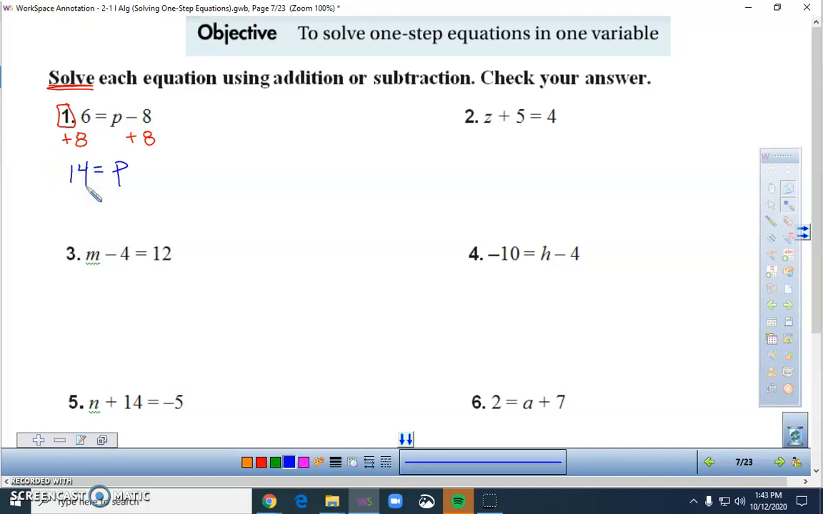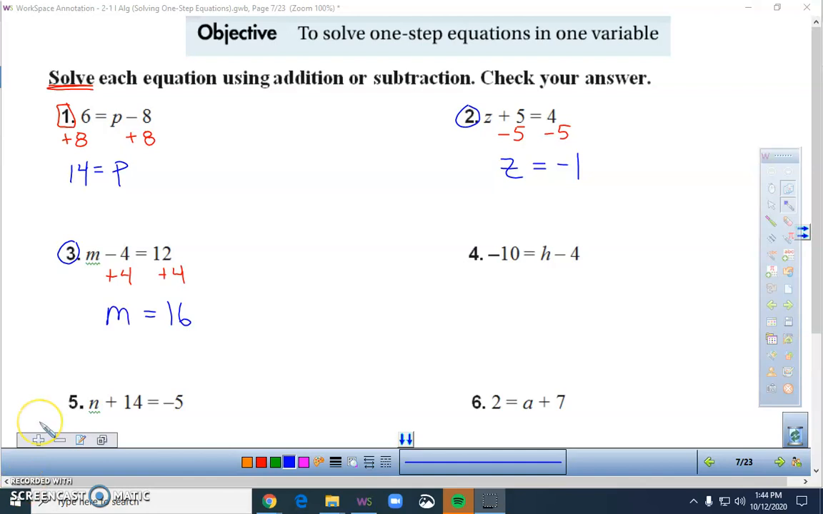Okay? I want you to pause your video, and I want you to do numbers 2 and 3 real quick. Okay, so let's look at number 2. How did you do? Should have subtracted 5 and balanced that on the other side and ended up with z equal to -1. Okay, check number 3 in just a second. And you're checking number 3. Hopefully you got m was equal to 16 by adding 4 on each side.